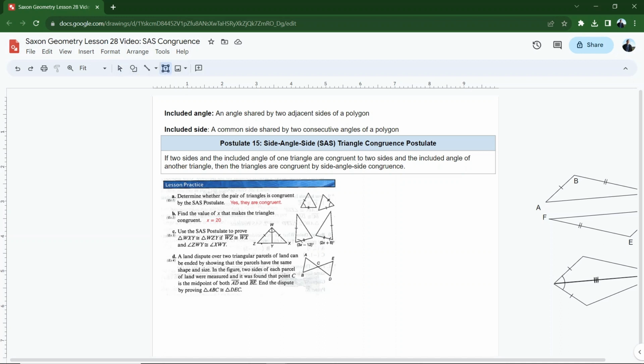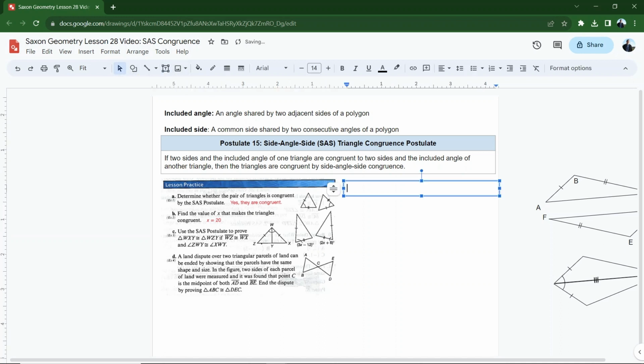So we're not saying that these triangles are definitely congruent. What we're doing is finding the value of x that makes them congruent. And what value of x would that be? Well, I have to set this up as an equation. 3x minus 12 equals, the included angle would have to be equal for them to be congruent, 2x plus 8.